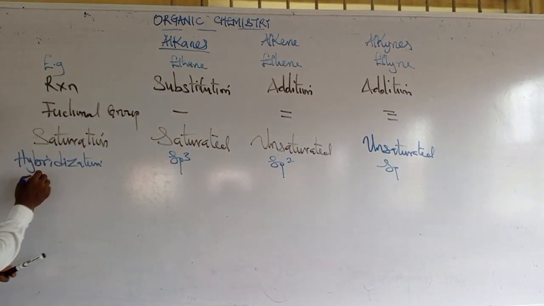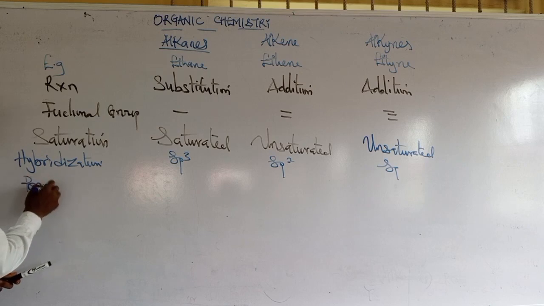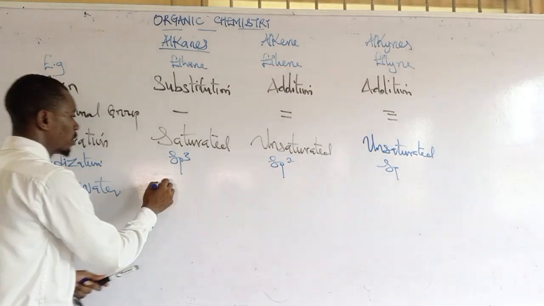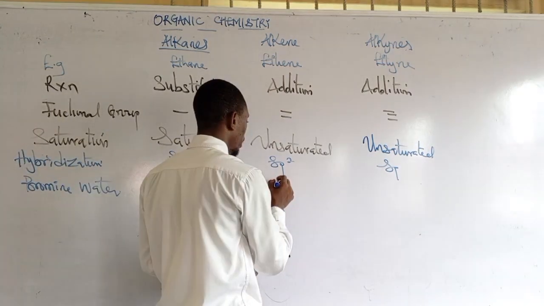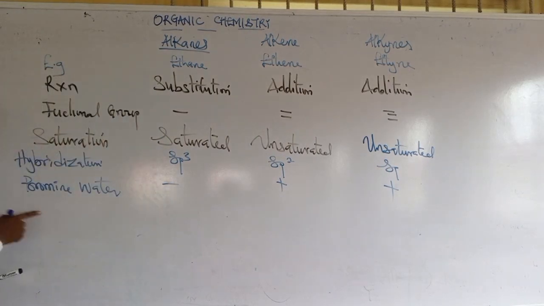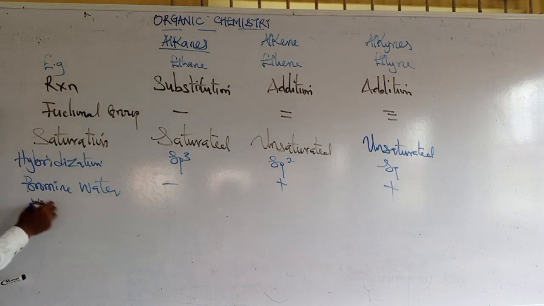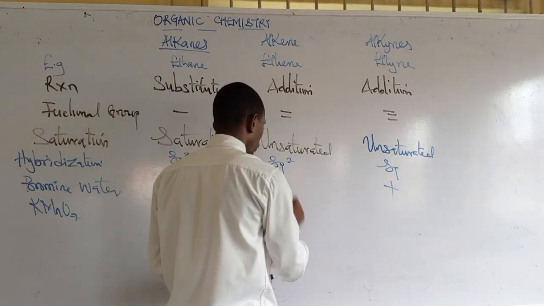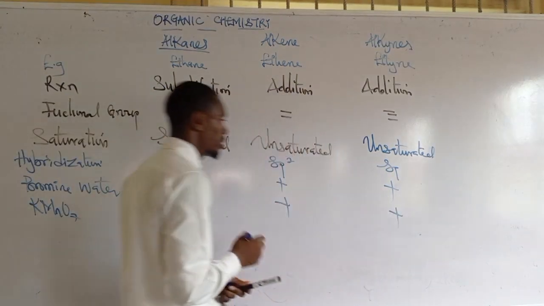Then the reaction with bromine water. Here, no reaction. Here, it decolorizes. Here, it decolorizes. Reaction with acidified potassium tetraoxomanganate(VII): no reaction. This one decolorizes and this one also decolorizes it.